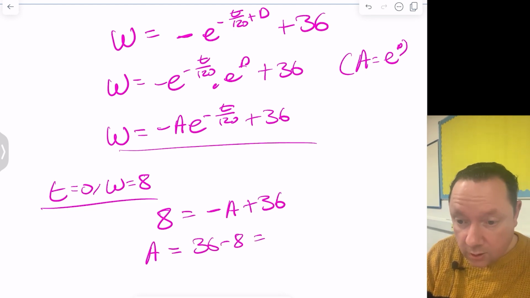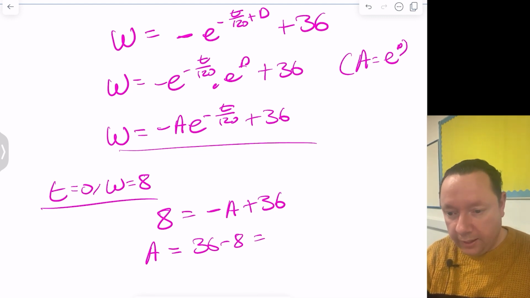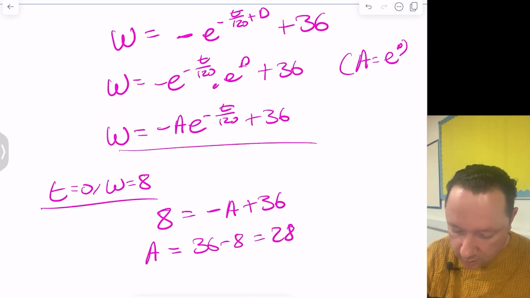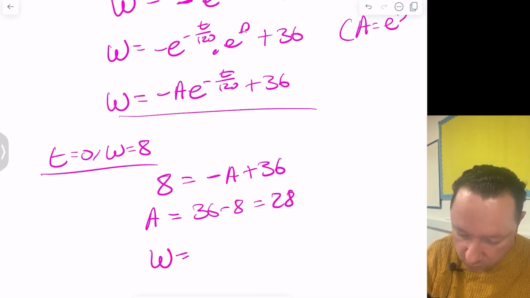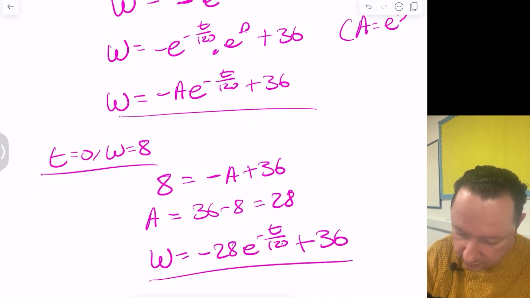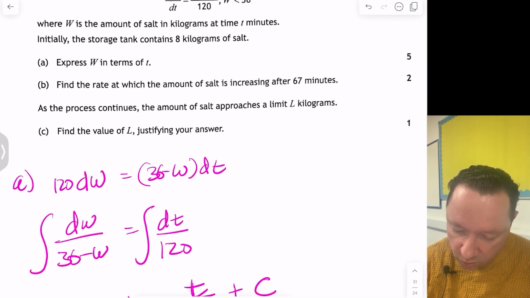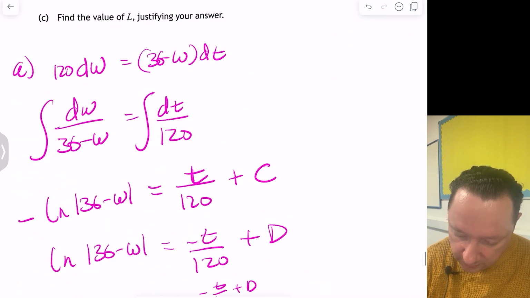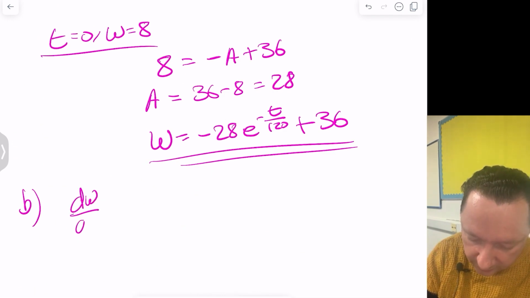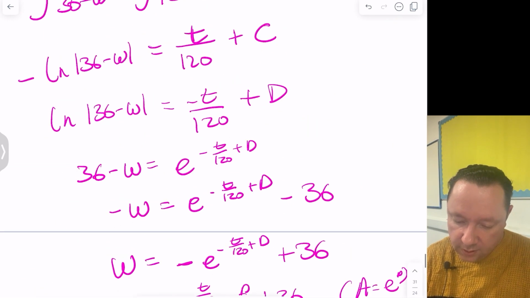26, 27, 28. And therefore w equals minus 28 e to the minus t over 120 plus 36. And we're done there. Part B: find the rate at which the amount of salt is increasing after 67 minutes. So we want to know what dw by dt is at t equals 67. Two ways to do this.